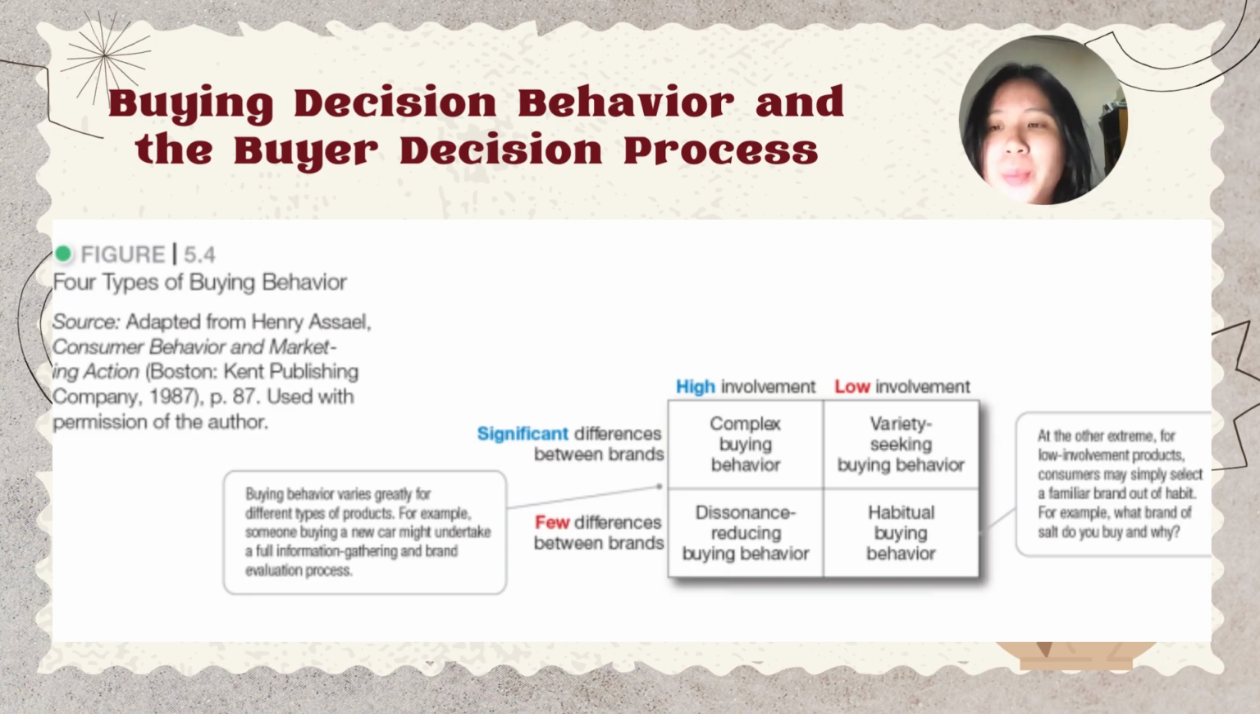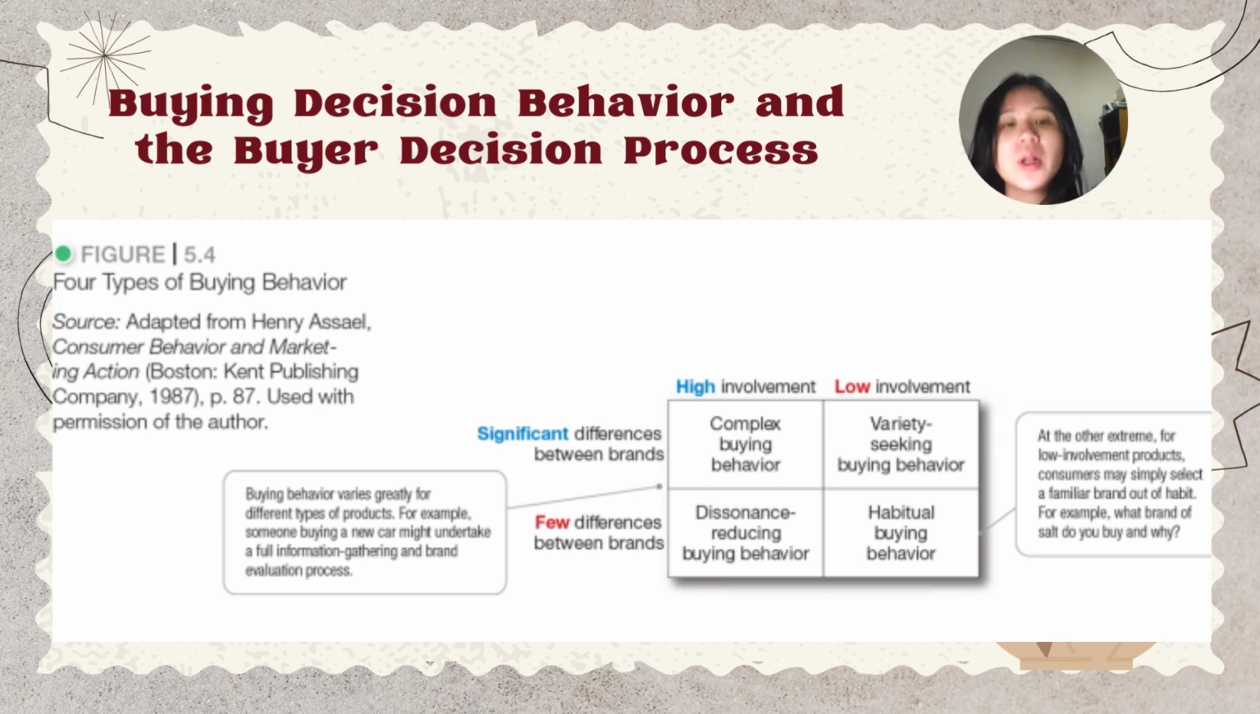When it comes to buying decision behavior and the buyer decision process, there are four types of buying behavior. Like complex buying behavior, for example, buying a house: you have to decide whether you want to buy a house or not, and which type of house you want to buy. Dissonance-reducing buying behavior is another type, like consumer buying behavior in situations characterized by high involvement but few perceived differences among brands. The third one is habitual buying behavior.